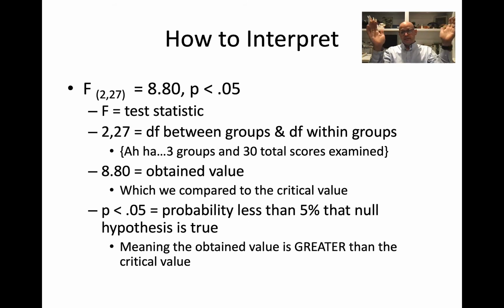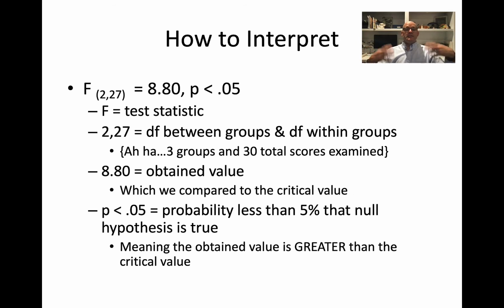You put up a parenthesis, you write F equals 8.80, comma, P less than 0.05. And this is shorthand for: look, we obtained a difference value of 8.8, and it has an associated probability that the null hypothesis is true. That probability is less than 5%, a less than 5% chance that the null hypothesis is true. So what does that mean?